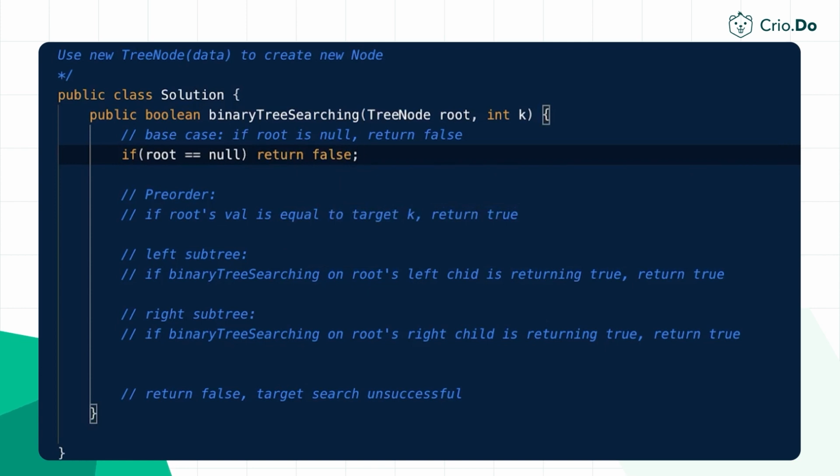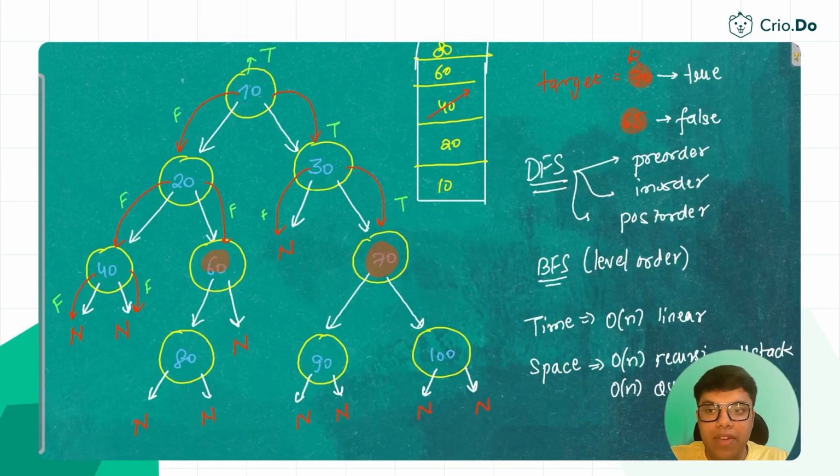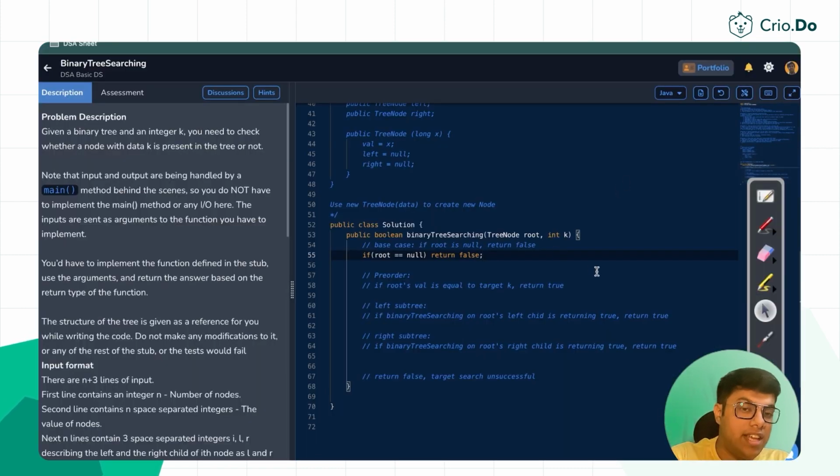Even if we are not comparing the data, we should also not make the left call and the right call from a null node. If we are standing at a null node, we should not make the left call, and we should not make the right call. So the first thing is a base case.